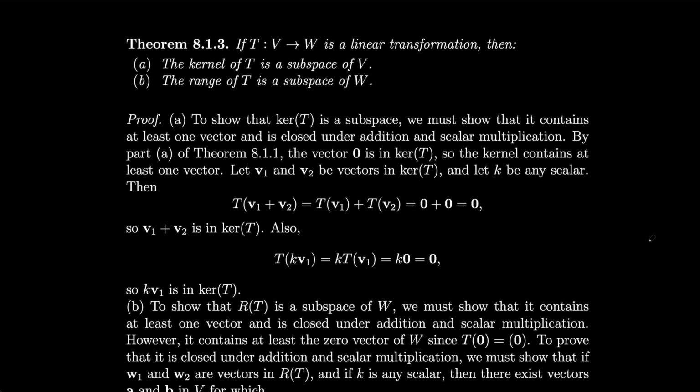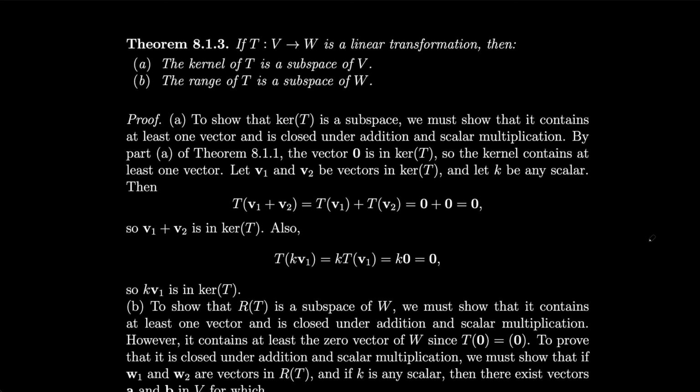If T from V to W is a linear transformation, then the kernel of T is a subspace of V, and the range of T is a subspace of W. How about we prove this? To show that the kernel is a subspace, we must show that it contains at least one vector and is closed under addition and scalar multiplication. By part A of theorem 8.1.1, the vector 0 is in the kernel, so the kernel contains at least one vector.